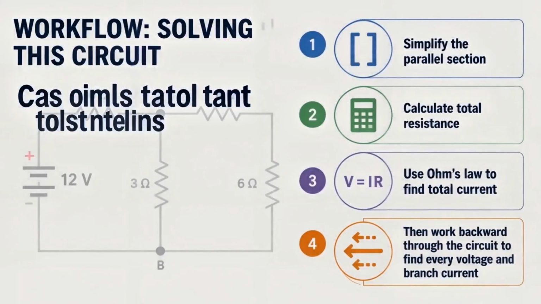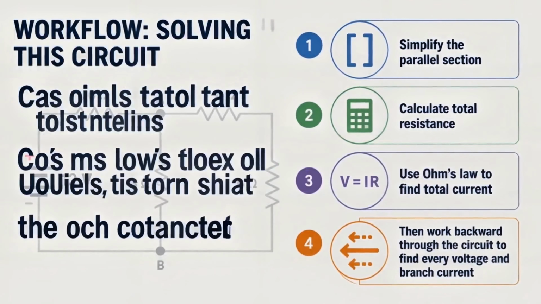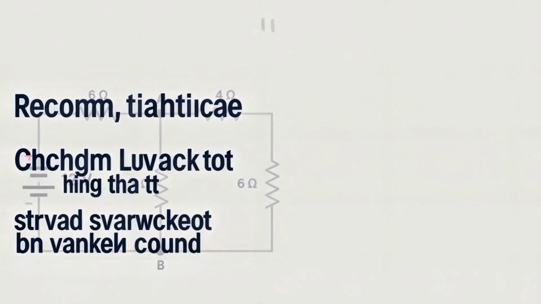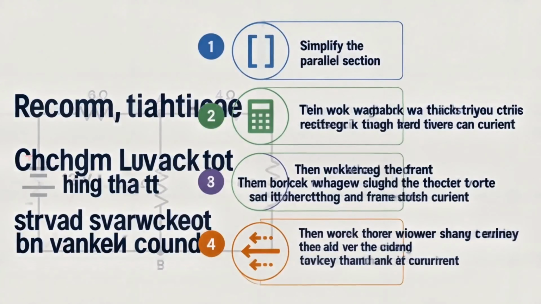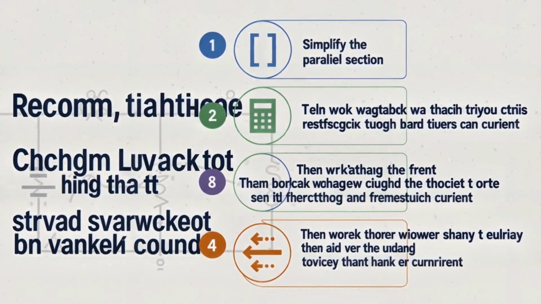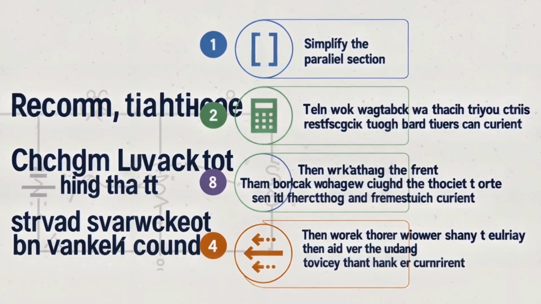One circuit gave us resistance, current, voltage, and power, all through a logical sequence. Simplify the parallel section. Calculate total resistance. Use Ohm's law to find total current. Then work backward through the circuit to find every voltage and branch current.